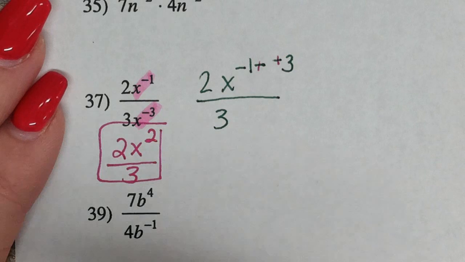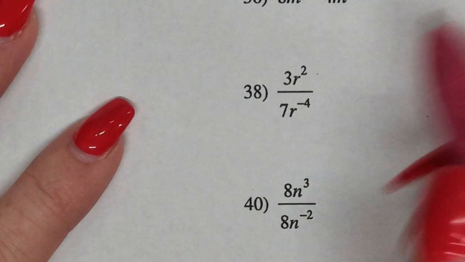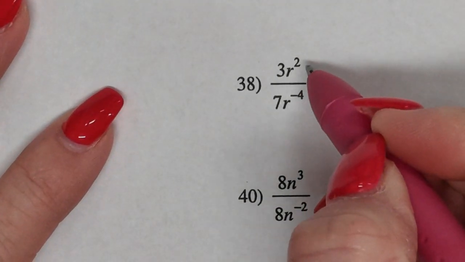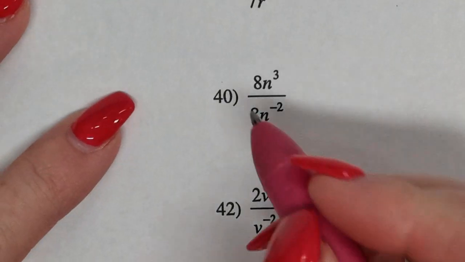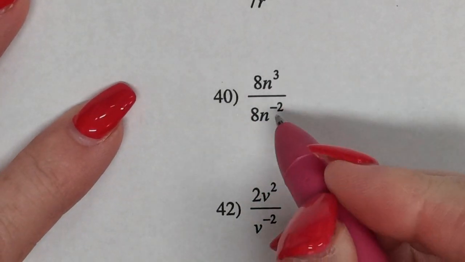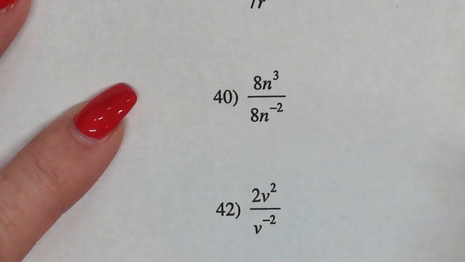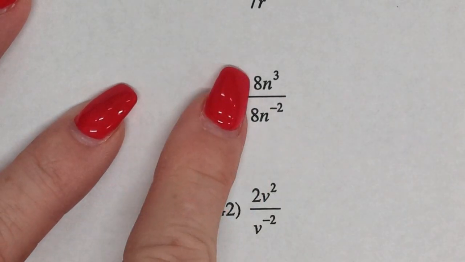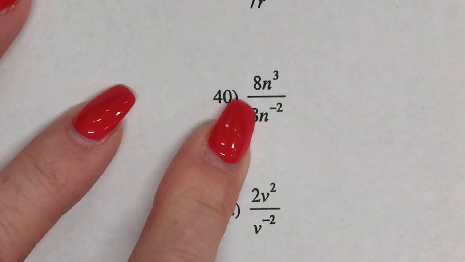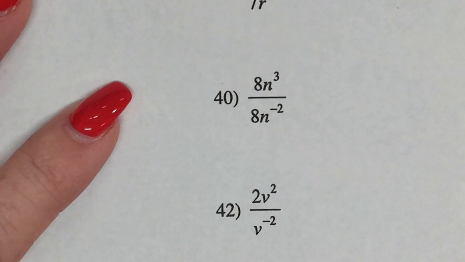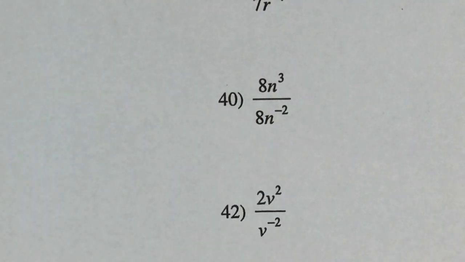So when you're subtracting, look at 38. How would I set this up? 2 minus negative 4. Number 40, 3 minus negative 2. Now look at number 40. Is 8 over 8 a fraction? Yes. Can it be simplified? What's 8 divided by 8? And since it's a whole number, it goes on top. Yeah, so you always simplify it.